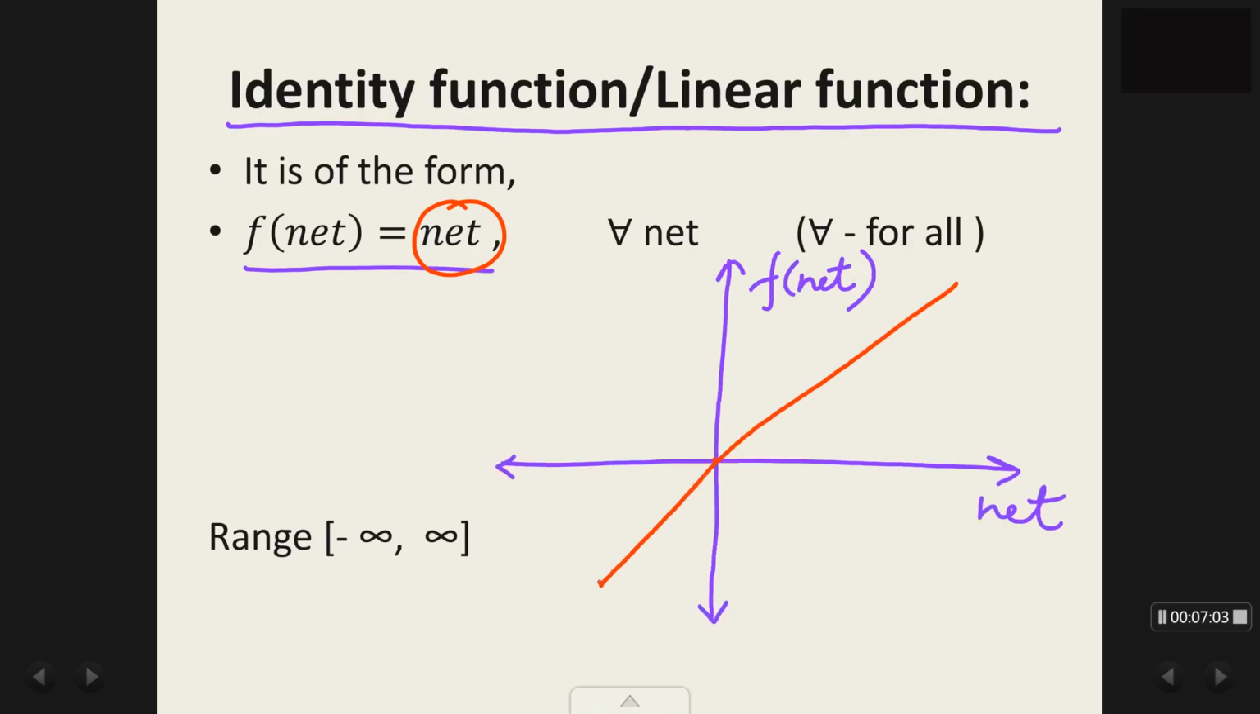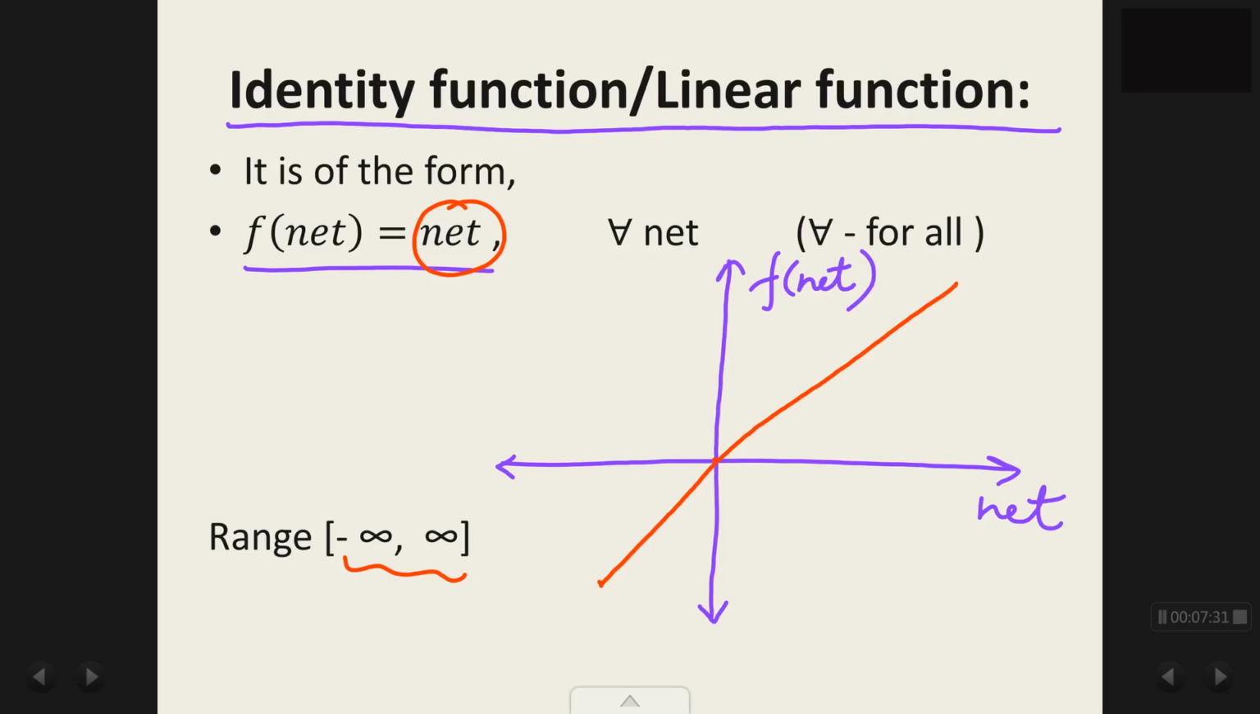Now, what is the range of this particular function? The range is from minus infinity to infinity, because the input ranges between minus infinity and infinity, so the output also ranges from minus infinity to plus infinity. So this is the first function, that is the identity function.